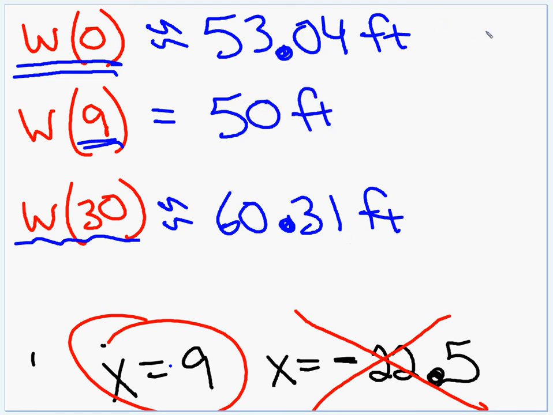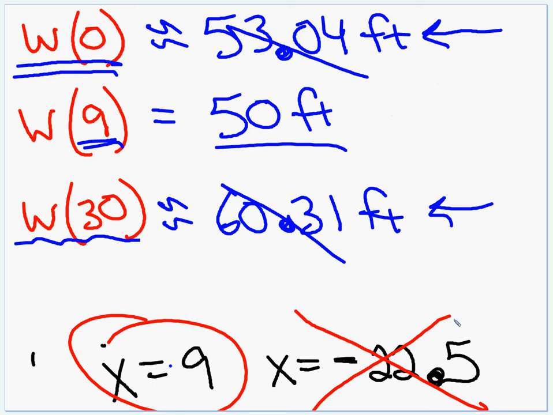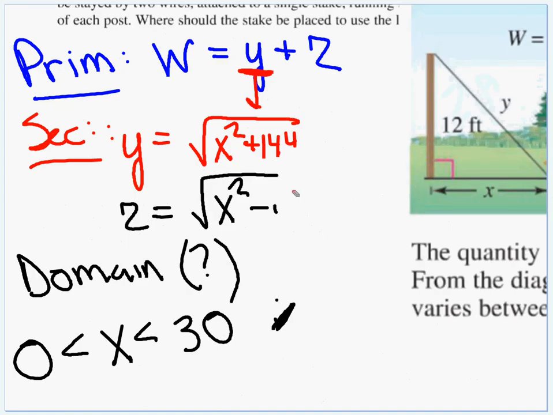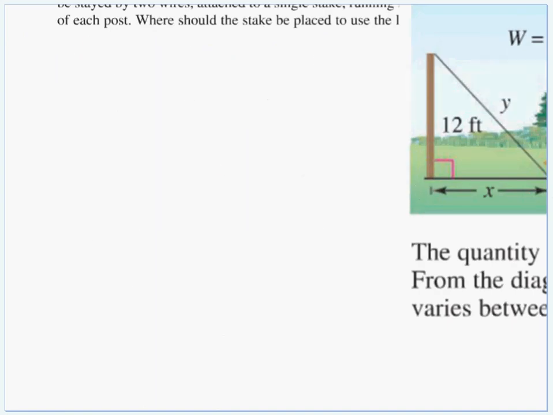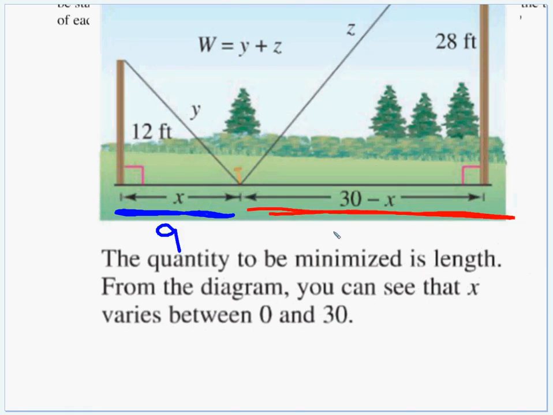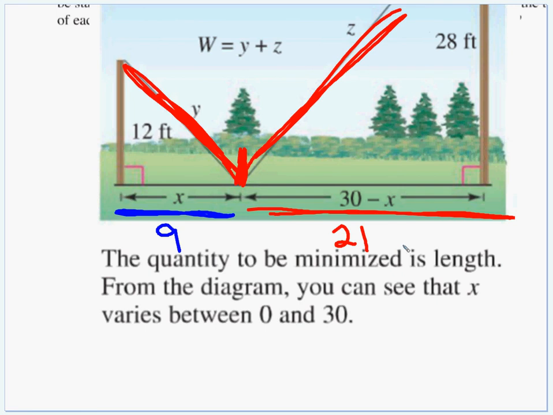So we did want to check the endpoints. You might have your mins or maxes at the endpoints. This was not the case here. We found our min was at 50 feet of wire if we put the spike 9 feet away from the pole on the left. So let me pull out this picture one more time. If we make this distance here in blue exactly 9, that means this distance will be 21. And if we put the spike right there, we will minimize the amount of wire we need to connect the top and the bottom of that pole.